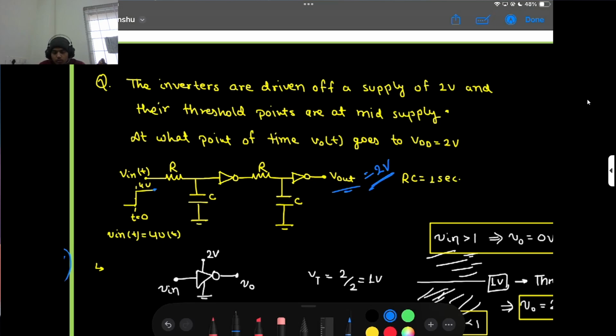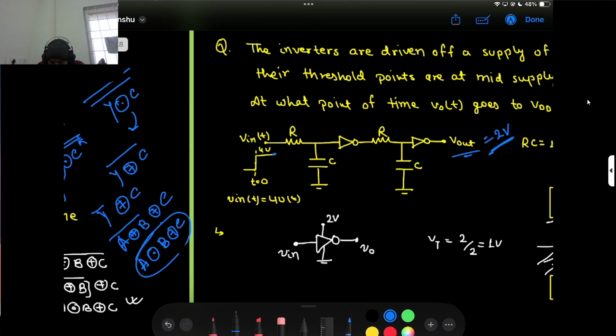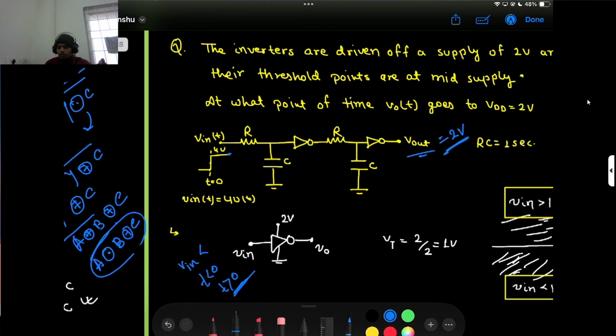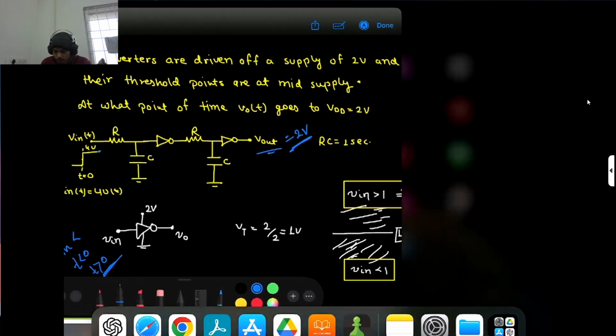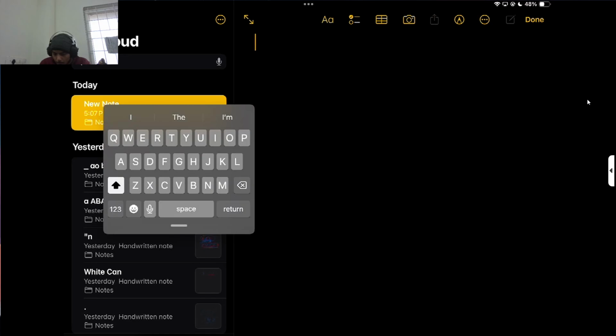Okay. Before analyzing the circuit, we go through the cases when T is less than 0 and T is greater than 0. We analyze the circuit for each. The same circuit I redraw here. So here is my circuit.